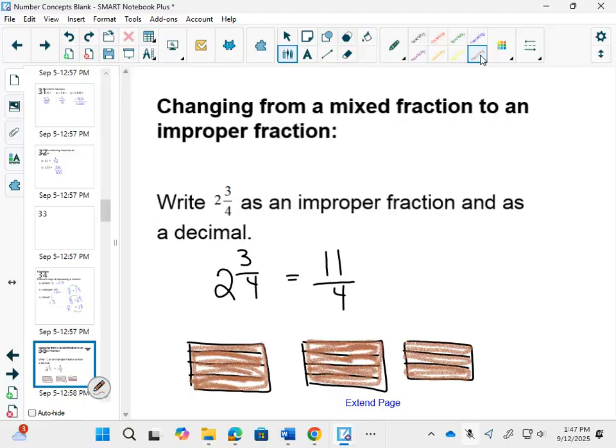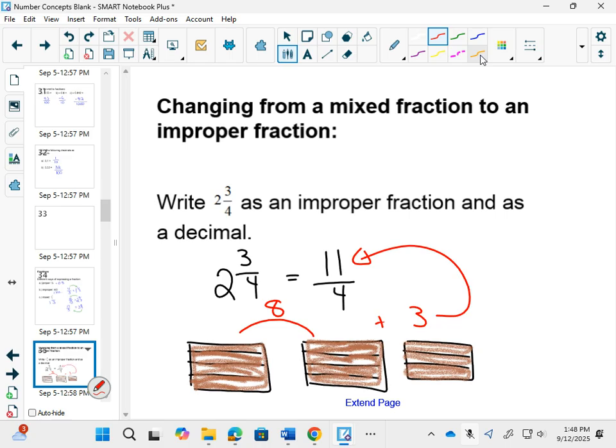Now the mathematics, I mean, if you want to draw chocolate bars every single time, you can. That's perfectly fine. However, the mathematics says, when I have 2 3/4, well, I can do 2 times 4. These 2 together tell me 8 right away. That's my 2 full ones. That's going to be 8 pieces. Plus, I have 3 more pieces left. That gets me my 11.